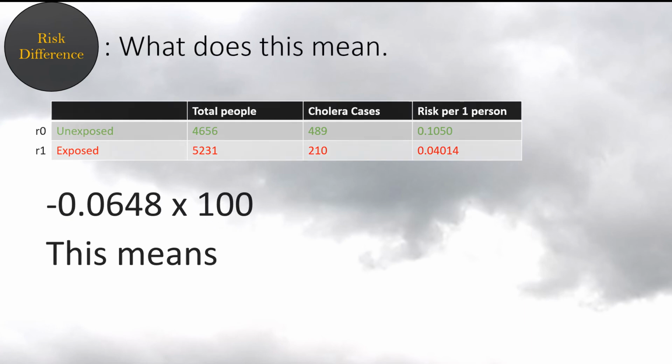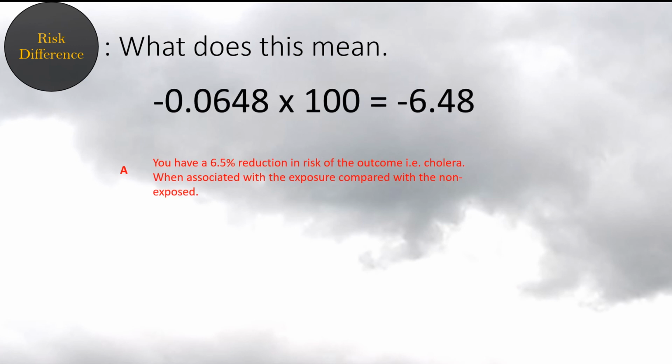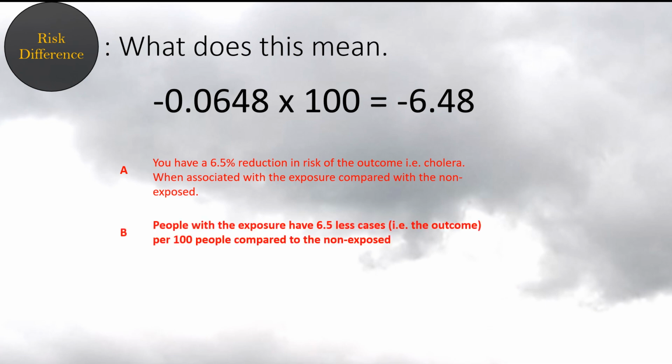Let's times it by 100 to go and get a bigger, chunkier number, so negative 6.48. So you have a 6.5% reduction in risk of the outcome, i.e. cholera, when associated with the exposure compared with the non-exposed. That's with the percentage, which is best not to use, but this is a little bit better. People with the exposure have 6.5 fewer cases, i.e. the outcome, per 100 people compared with the non-exposed. So do not fear the negative numbers, it just shows a negative relationship. That's all it shows.